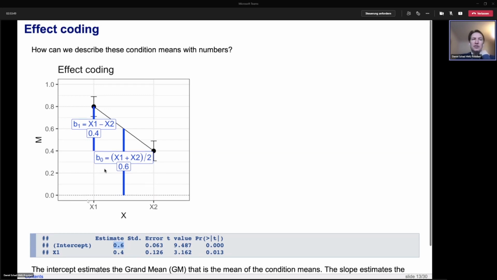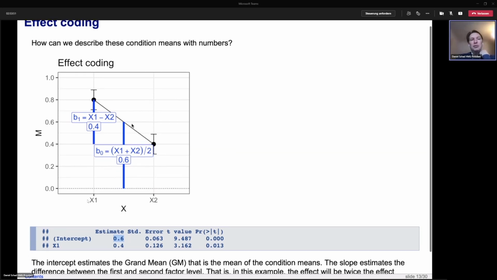The advantage of effect coding, if you just have a design with a two-level factor, is that the effect that you see here, 0.4, the estimate for the condition, reflects directly the difference between both conditions. So you can directly see from the statistical model output that there's a difference on the dependent variable of 0.4 between x1 and x2. And again, the test statistics are exactly the same.